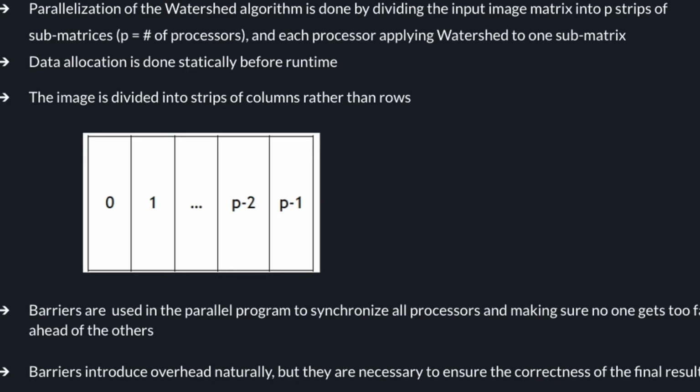We also take advantage of barriers during the parallelization. They are basically used in the parallel program to synchronize all the processors and make sure no one gets too far ahead of the other processes. Barriers also introduce overhead, and this is natural, but they are necessary to ensure the correctness of the final result.